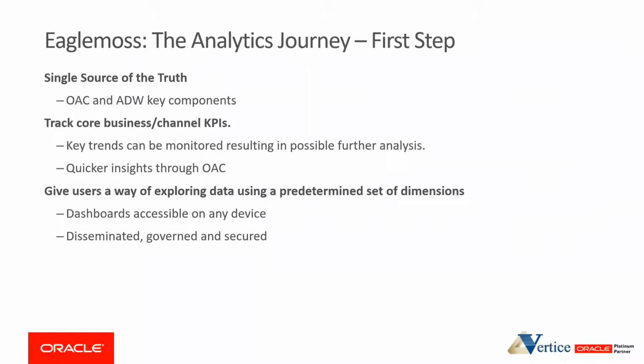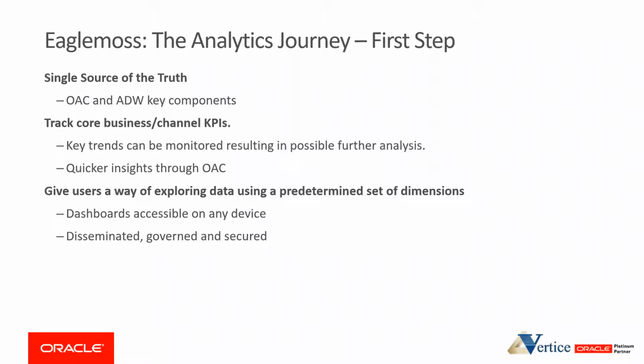So that's Eaglemoss in the analytics journey, their first step. We're now solving the single source of the truth argument with Eaglemoss, with OAC and ADW being key components of this resolution. OAC has also helped to point out data errors and allowed Eaglemoss to pinpoint sources and data partners that needed to put stronger governance into place. They can also now track core business channel KPIs, whereas previously they were unable to do so.